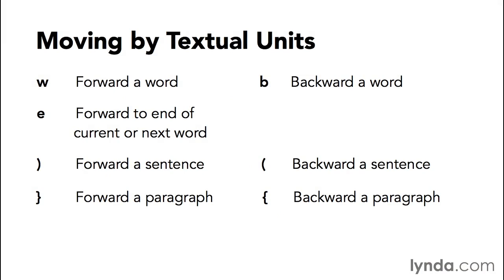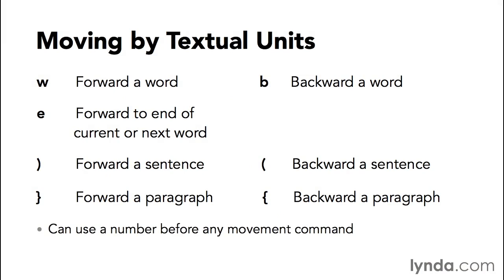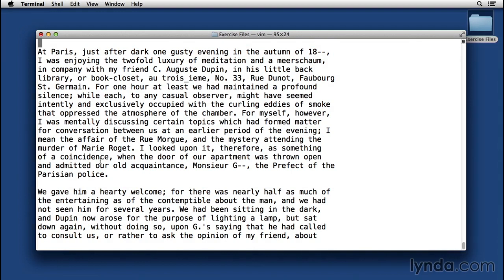As with the other movement commands, these textual units can use a number in order to specify a multiple of the number of textual elements that you move. So for example, from here, I'll move down one line with J. I can type W to move forward by words, or I can type 3W to move forward by 3 words.